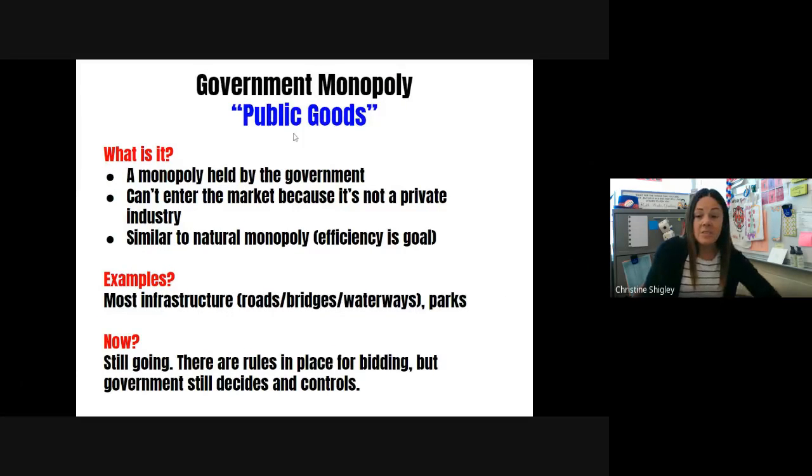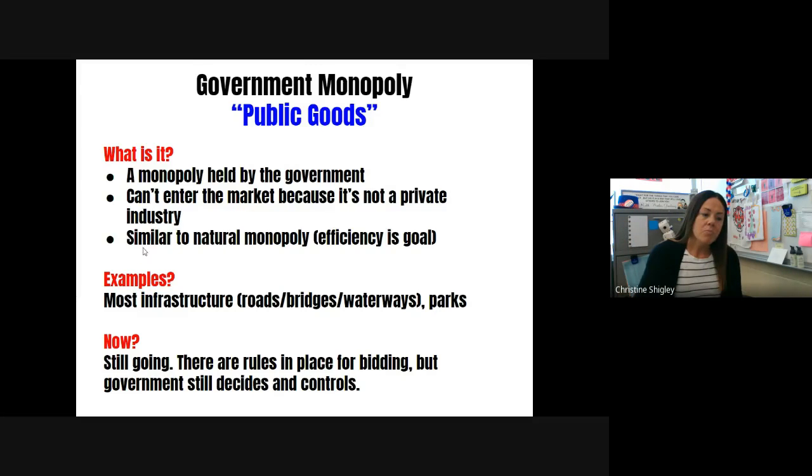All right, and then the last one is government monopoly. So these are what we call public goods. And it's literally, as you might expect, a monopoly held by the government. So the thing is here, you can't enter the market because it's not a private industry. It's sort of similar to a natural monopoly in that the goal of it is efficiency. And the goal of it is meeting regulation too.